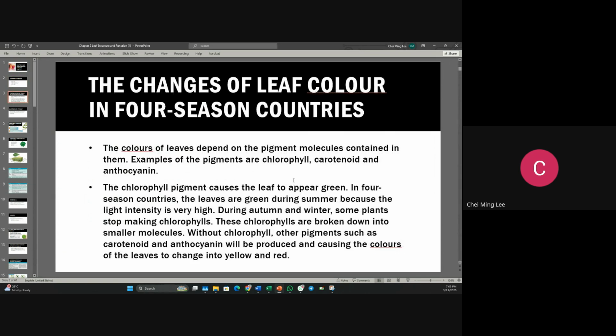Okay, now let's see the changes of leaf color in four-season countries. So we know that in four-season countries, some of the plants will change color. Like for example, in Europe, they are quite well known for it. Spring, summer, then what is that? Autumn. Yeah. During the autumn, the leaves will change to orange, right? Lots of them change to brown or orange.